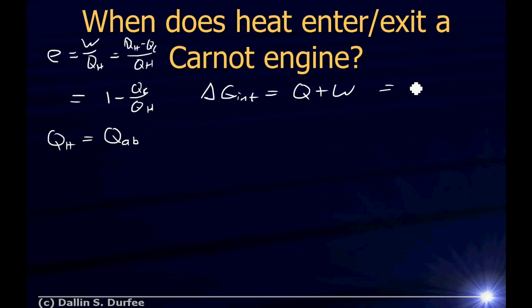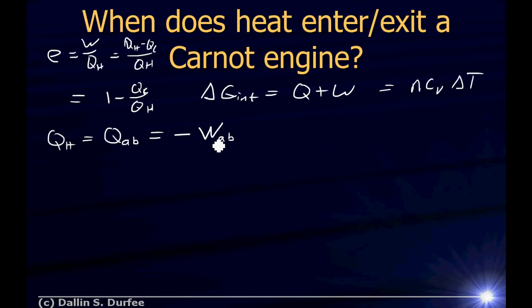So for an isothermal process, the temperature doesn't change. There's no change in internal energy. So the heat is just going to be equal to minus the work. All right? Minus the work. But so Q hot is equal to the heat from A to B, which is equal to minus the work when we go from A to B.